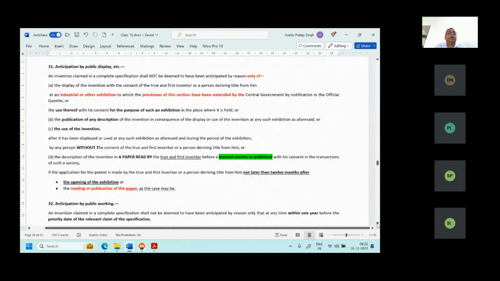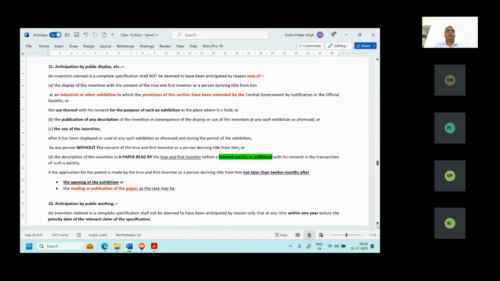Then there is a public display. Now, public display talks about three things. It talks about exhibition as well as a reading before a learned society. Okay. Now, it's not talking about a publication in general. Please remember, it's talking about a paper read by the true and first inventor before a learned society, or published.